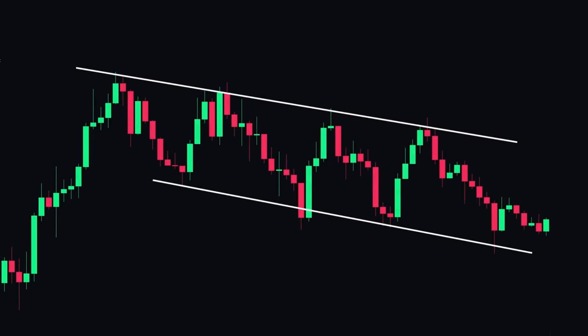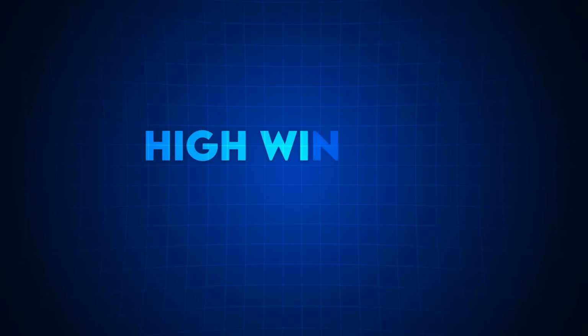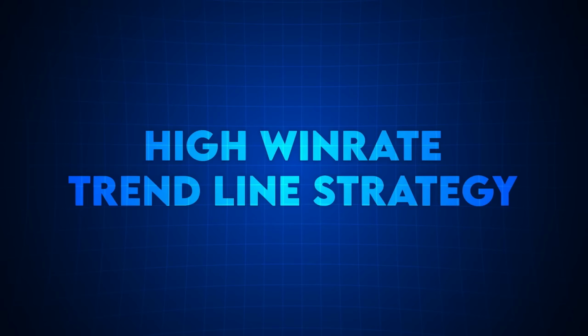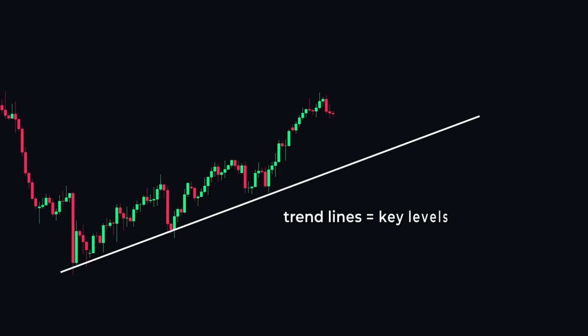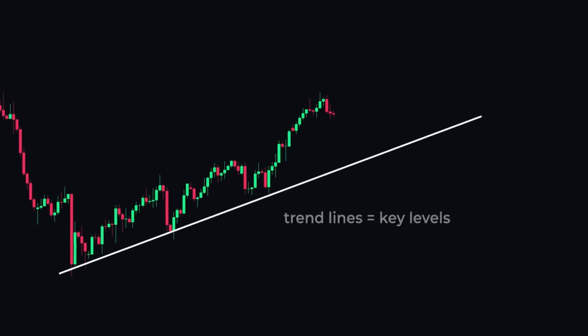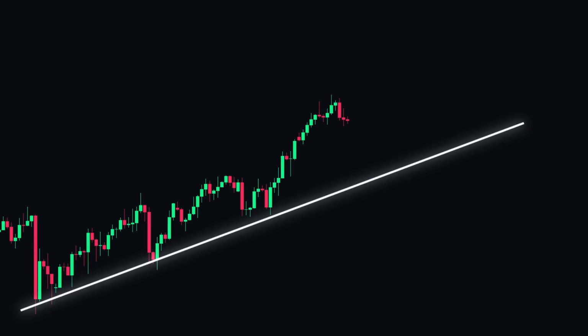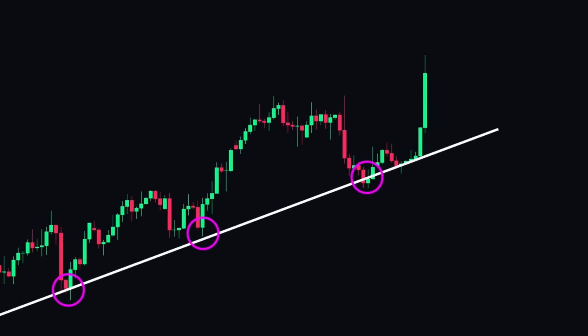Alright, now that you know how to draw trend lines the right way, I'm going to reveal the high win rate strategy that I use. The way this strategy works is, we treat trend lines as key levels. Let's say you have an existing trend line drawn on a chart. When drawing a trend line, we can see that price bounced every time it touched in the past. So in the future, we could possibly expect another bounce.